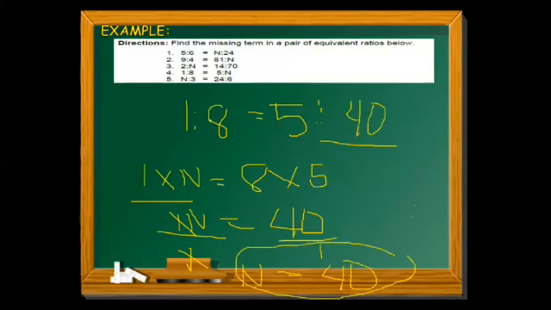So 1 is to 8 is equivalent to 5 is to 40. So to check, multiply natin. So 1 times 40 is equal to 40. 8 times 5 is equal to 40. Therefore, they are equal. They are a proportion.